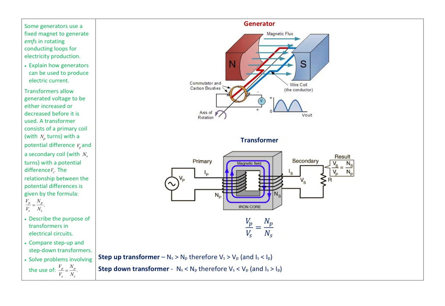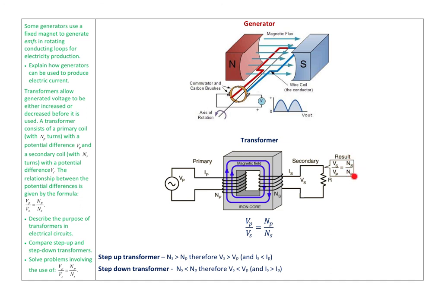So we can get two types of transformers. We can get a step-up transformer. Here, the number of coils in the secondary coil is greater than the number of coils in the primary coil. Therefore, the voltage in the secondary coil will be greater than the voltage in the primary coil. It's maybe easy to think about with this formula. NS is bigger than NP, so VS will equal NS over NP times VP.